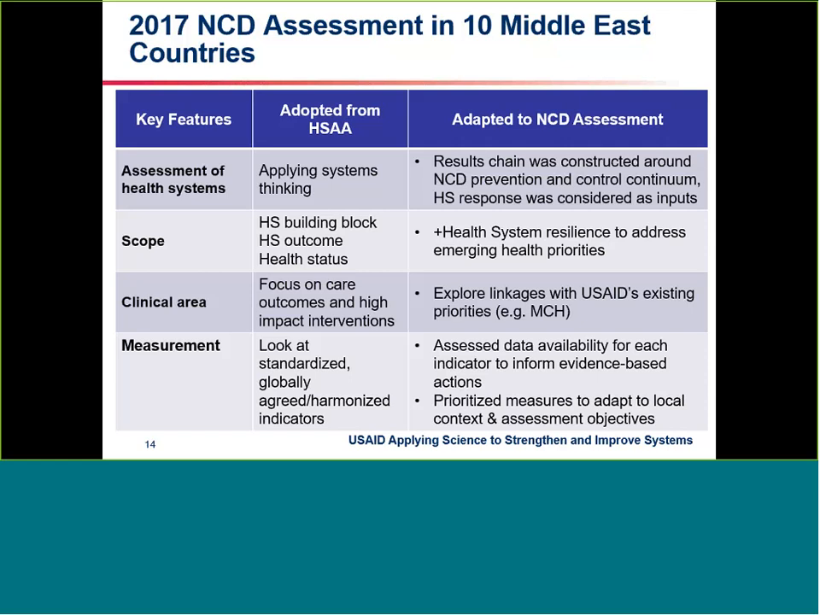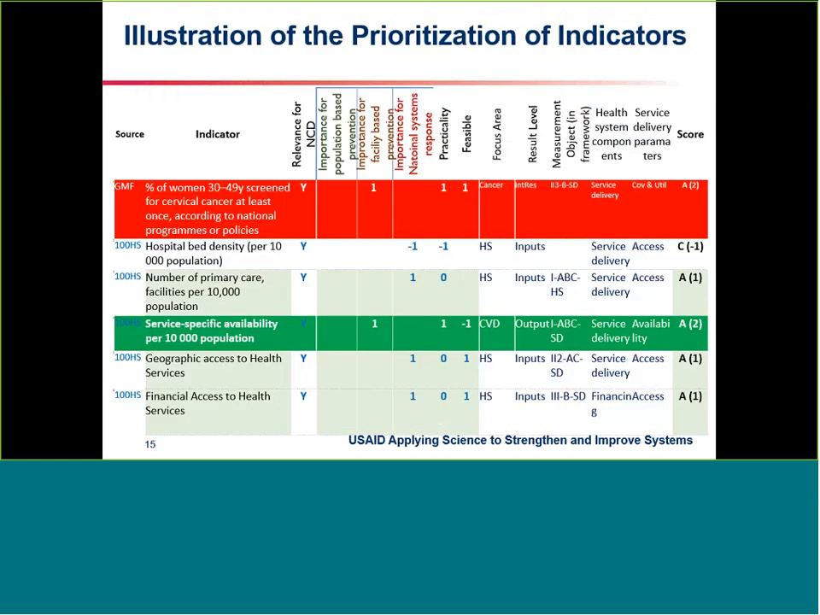And lastly, on the measurement side, similar to HSAA, we looked at standardized, globally agreed, and harmonized indicators, but also we developed custom indicators that would allow us to assess each level of the results chain and prioritize measures to adapt those to local context and assessment objectives.